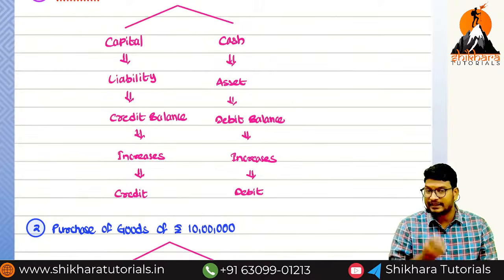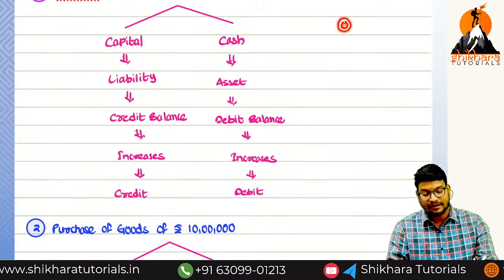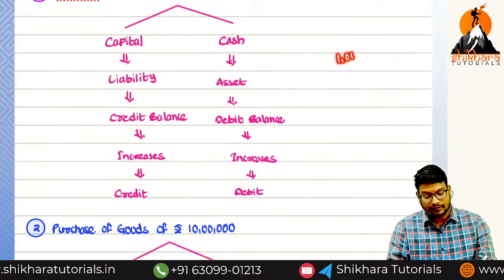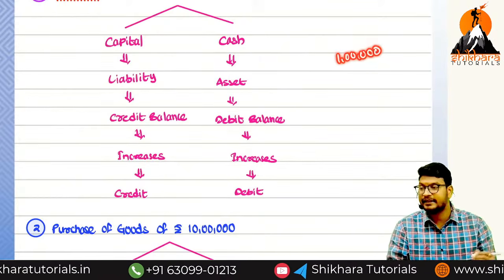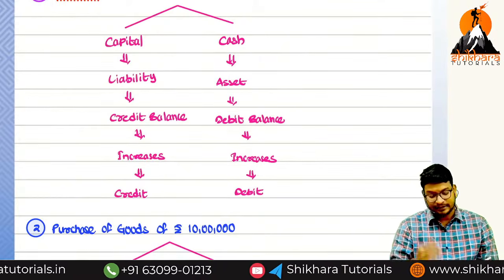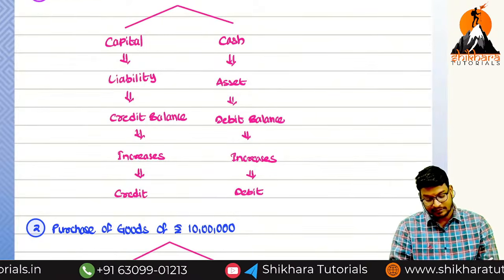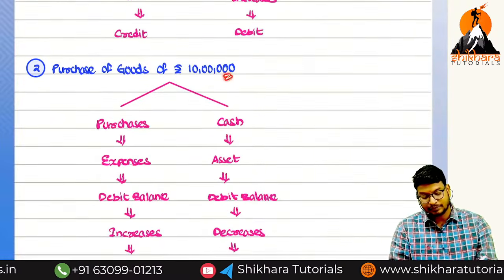Or otherwise, you can estimate like this. Previously, we were not having any cash. We are having now how much? 1 lakh. So 0 to 1 lakh means increasing the balance or decreasing the balance? Increasing the balance. So next, purchase of goods for rupees, how much?